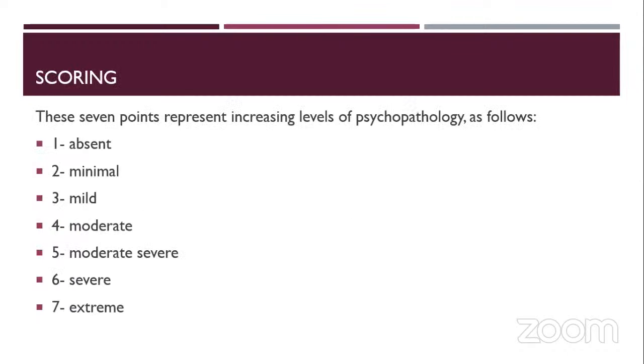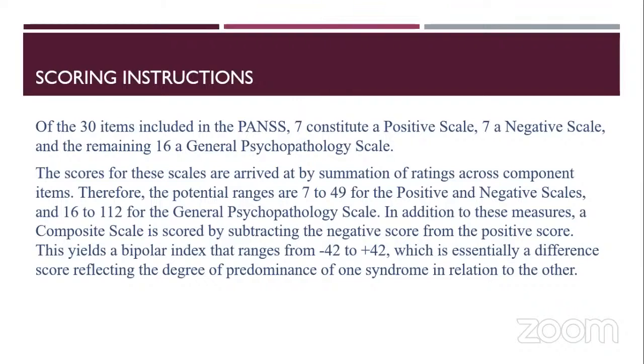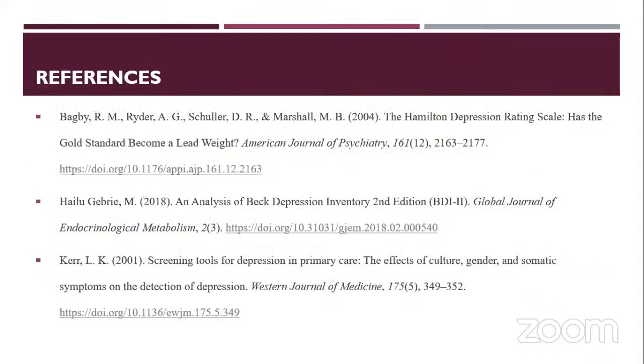About the scoring part, there are 7 points with respect to the increasing levels of psychopathology: 1 absent, 2 minimal, 3 mild, 4 moderate, 5 moderate severe, 6 severe, 7 extreme. And in the case of scoring, there are some instructions. Of the 30 items included in PANSS, 7 constitute the positive scale, 7 the negative, and the remaining 16 the general psychopathology scale. That is what we have shown before. And here are the references. You will be getting this PPT in the Google Classroom.